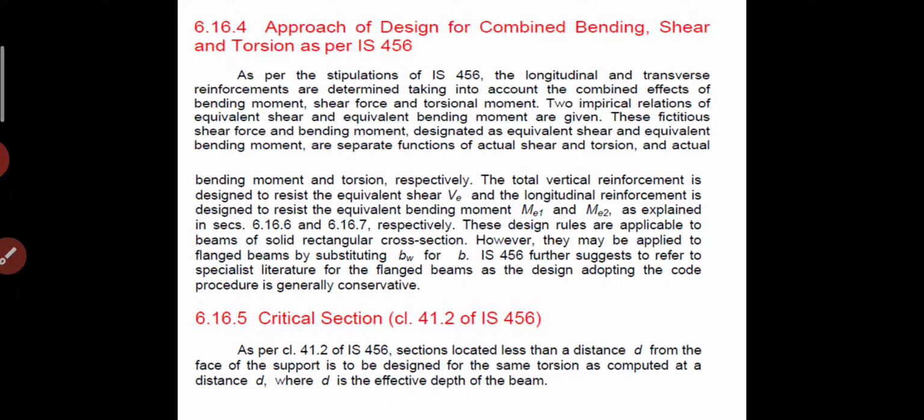Critical sections. According to Indian Standard Code 456 clause 41.2, sections located less than a distance d from the face of the support are to be designed for the same torsion as computed at a distance d, where d is the effective depth of the beam. From the overall depth we deduct the nominal cover, and the remaining portion is small d, which we call the effective depth.